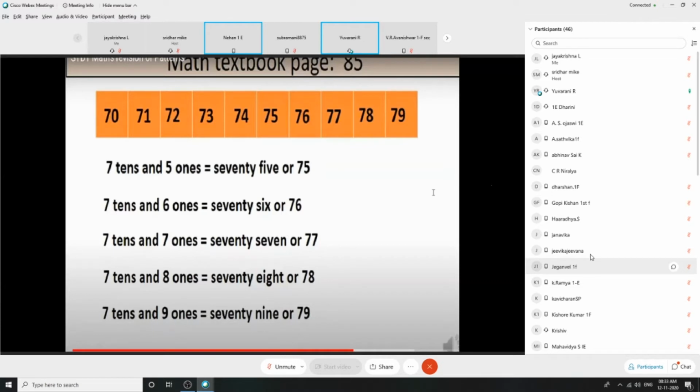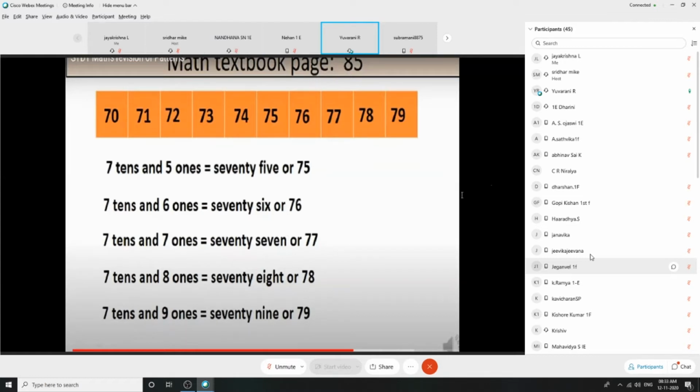7 tens and 7 ones make? 77, ma'am. 7 tens. Very good, Mehen. Okay, next comes Vandana. Welcome. Good morning, ma'am. Vandana, tell me the answer for 7 tens and 8 ones. 78, ma'am. 78. Wonderful, Nandana. Superb. Thank you so much.